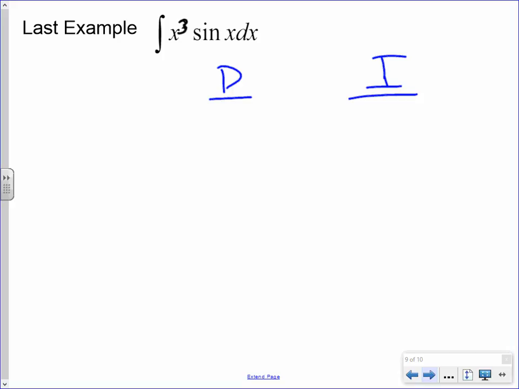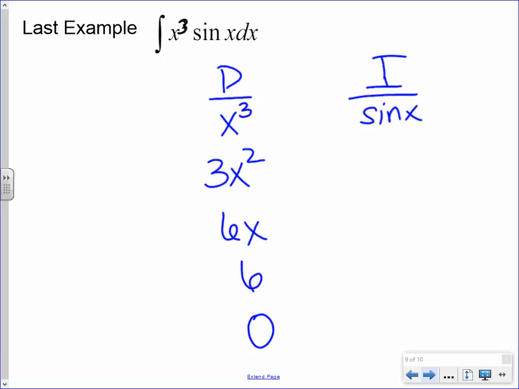Which one goes in the differentiate column? Okay, and so sine of x goes here. So x cubed, 3x squared, 6x, 6, 0, stop.